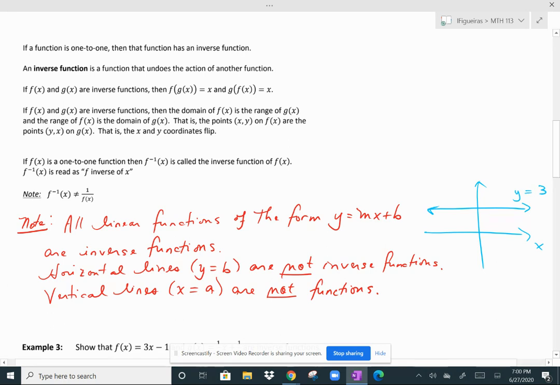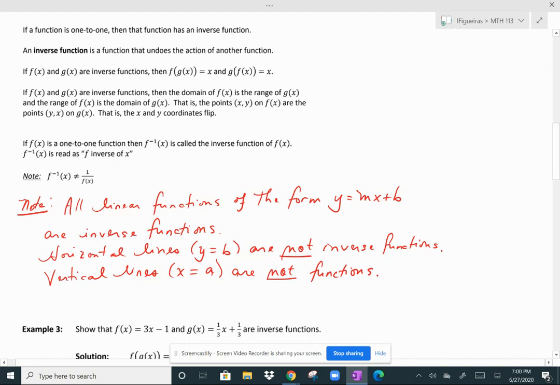And neither would vertical lines, because vertical lines aren't even functions. Because for every one value of x, there's infinitely many y's. So the vertical lines of the form x equals a fail the vertical line test, so they're not even a function. And horizontal lines are functions, but they're not one-to-one functions. So neither vertical nor horizontal lines will have an inverse.